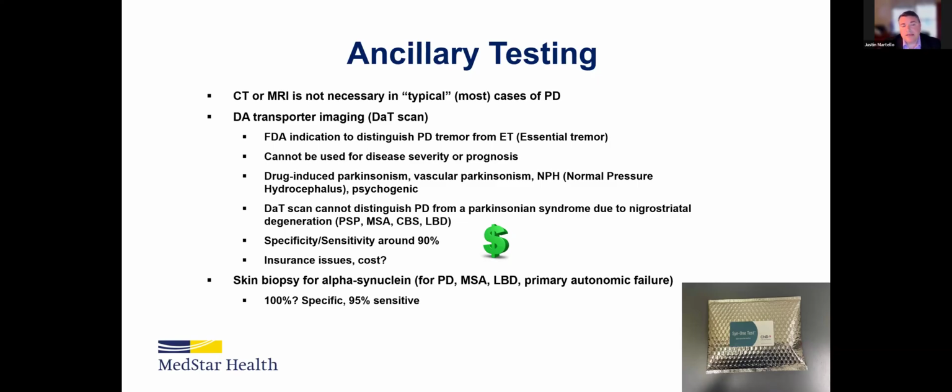So what those numbers mean, let's go to the second one first. 95% sensitive means there's only a 5% chance of being falsely normal. When you look at that 100% specific, what that means is that so far, and there's been maybe one case report that this was not true, almost 100% of the time, if it's abnormal, you have one of these diseases in the parentheses there, right? Parkinson's disease, MSA, Lewy body dementia, or primary autonomic failure. You have one of those, what we call synucleinopathies.